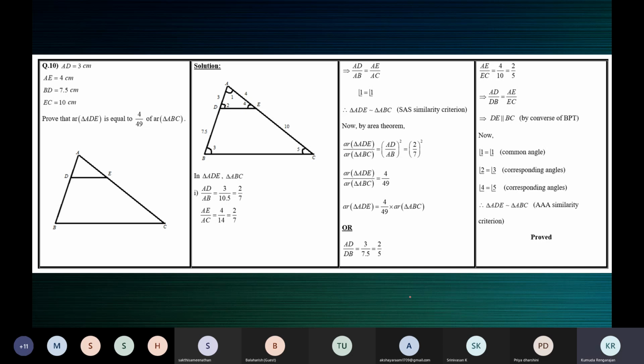So from the values given, we don't know if DE is parallel to BC. So you have to prove that DE is parallel to BC. It depends on how you want to prove that they are similar. I've done it in both the ways, so you can see here. Till here is one way of working, or you can do it like this.